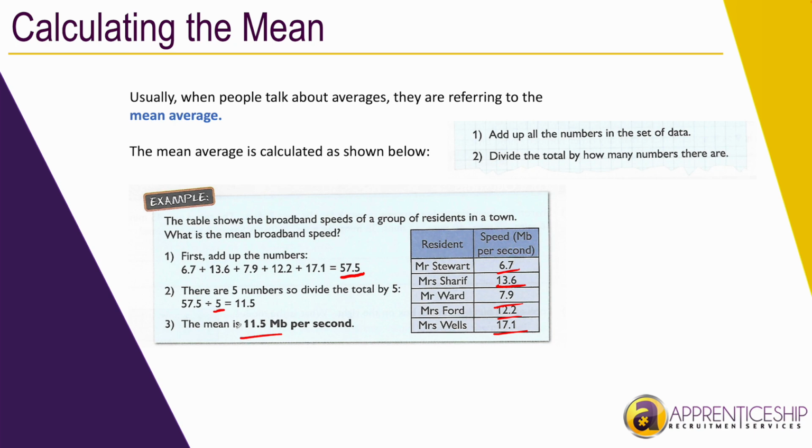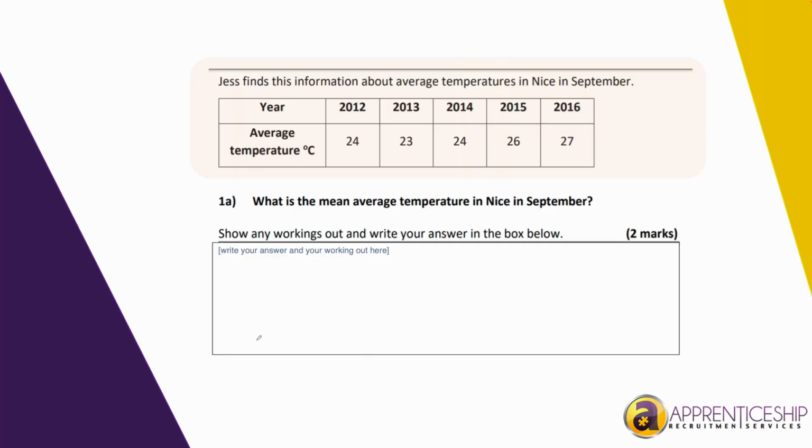So this number is the average. It's the mean average of this set of data. Like we said, the average is basically a number that represents the data. It's roughly going to be within the middle of the data. So if we look, we've got 6.7 as the smallest and 17.1 as the biggest. It's going to be within the set of data, hopefully somewhere in the middle. So that's how we know that we've got a sensible answer.